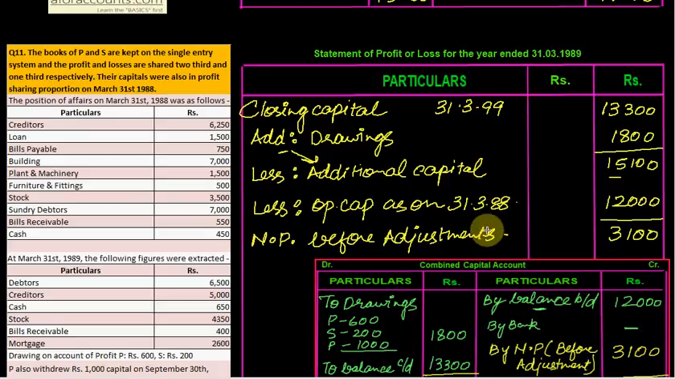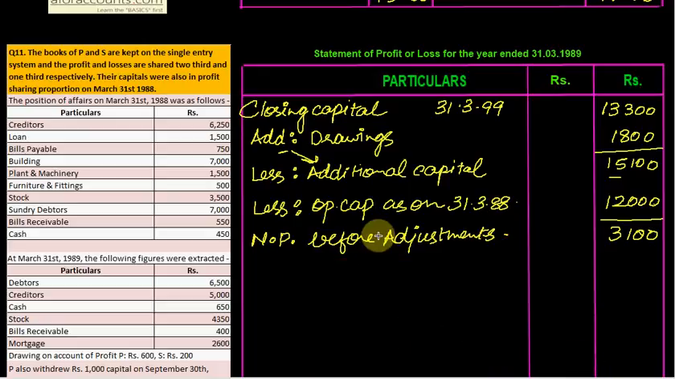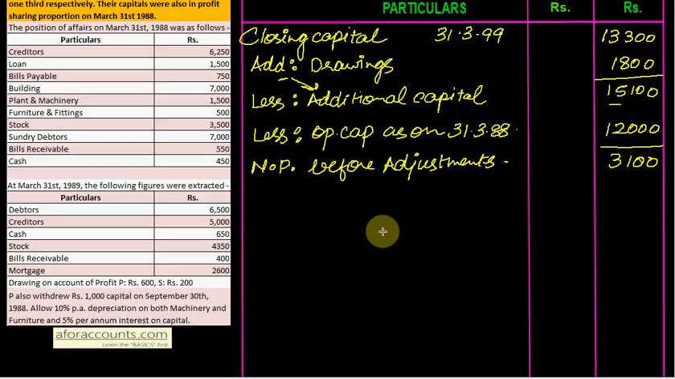Now what is remaining? See, depreciation entry is remaining. Depreciation on machinery has to be provided. 10% per annum depreciation on both machinery and furniture has to be provided, that is remaining. And interest on capital is remaining. So let's do the adjustment first for depreciation.